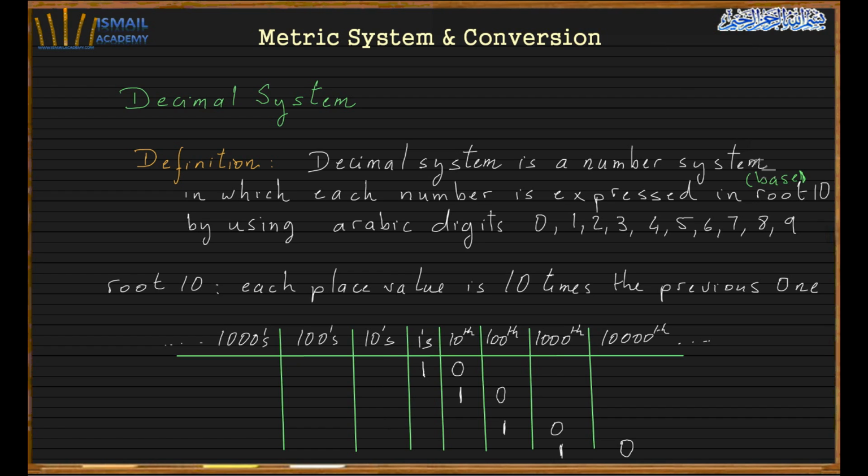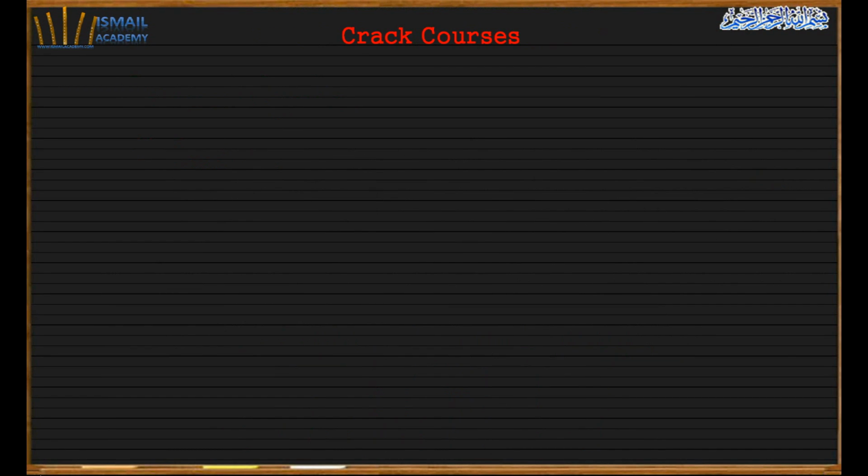And same thing here, if I use a different color. One tenth is 10 hundredths, and 1 hundredth is 10 thousandths. So that's the idea of root 10. It's very, very helpful, and we will see its application in the metric system. The beauty of root 10 is we can know the amount of each place value.